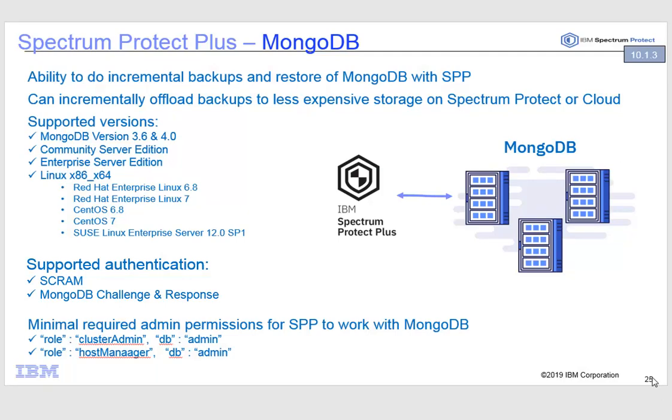So in summary, with Spectrum Protect Plus version 10.1.3, we now support the incremental backup of Mongo databases. You can also do restores using our normal restore options and including the new ability to offload those to cheaper storage on Spectrum Protect or the cloud.